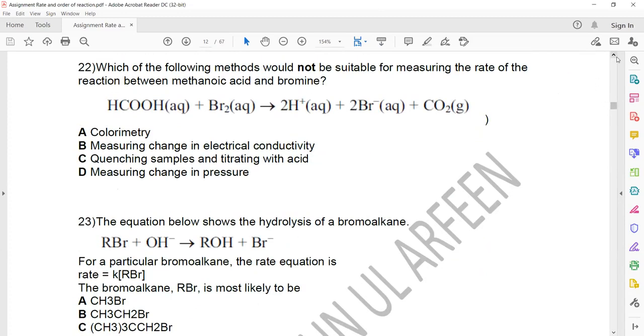22. Which of the following methods would not be suitable for measuring the rate of reaction between methanoic acid and bromine? C. So quenching and titrating with acid. Yeah, because we don't have acid involved.